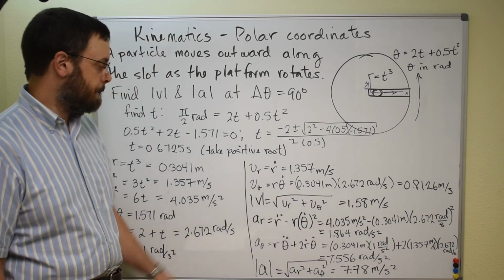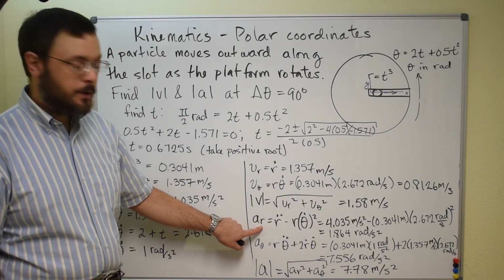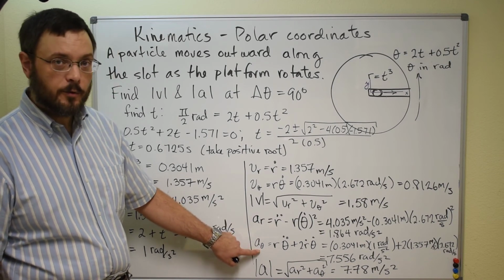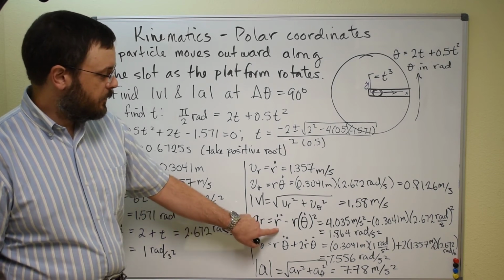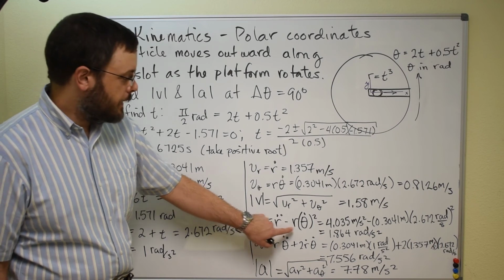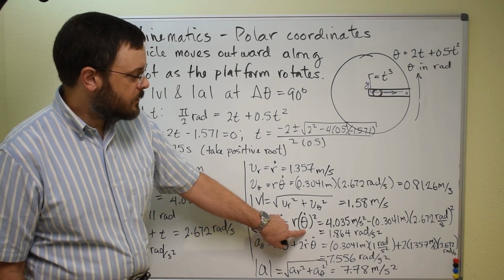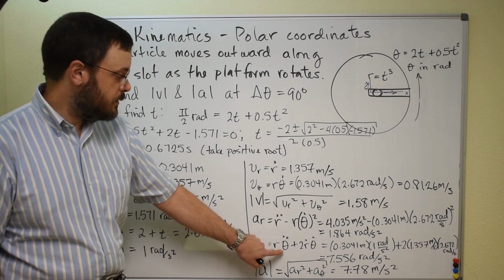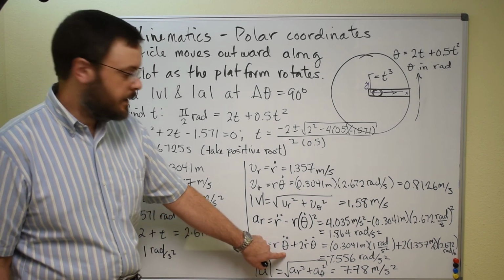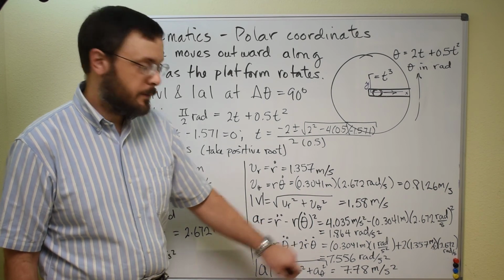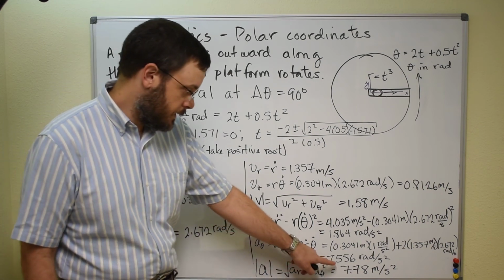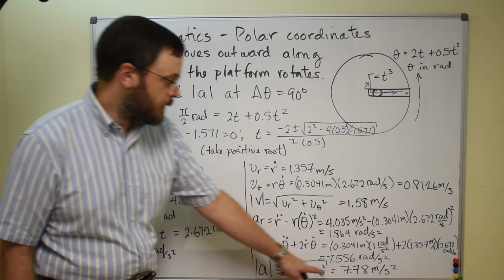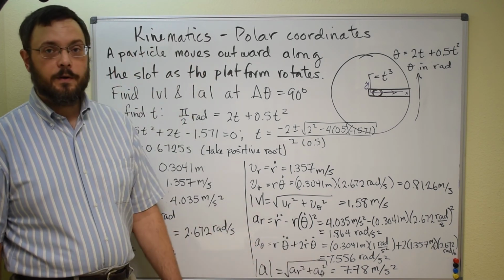And then for your radial and transverse, or radial r and theta coordinates, for the acceleration, for Ar it's r double dot minus r times theta dot squared. Plug it all in, get that value. For a theta, it's going to be r times theta double dot plus 2 times r dot theta dot. Plug it all in and get that value. Square those two components, add them together, take a square root, and then you get your magnitude of the acceleration.